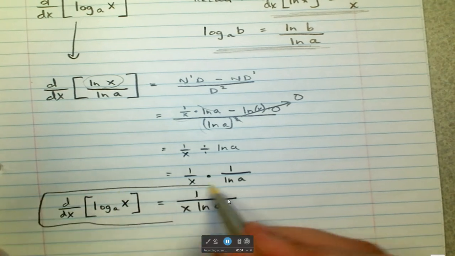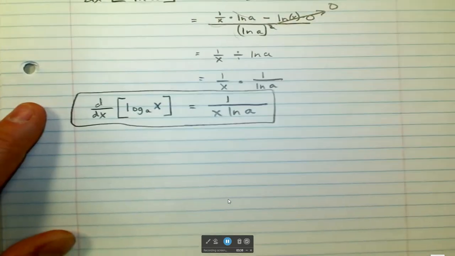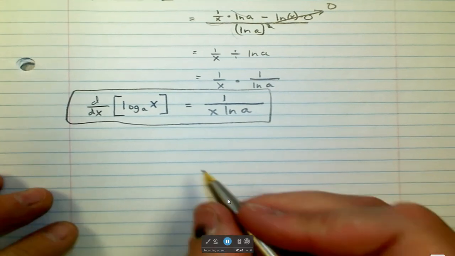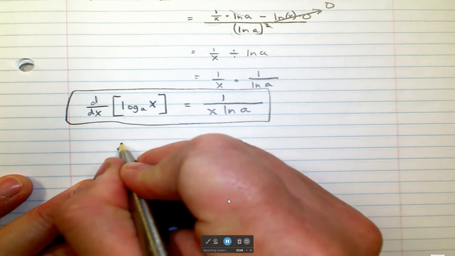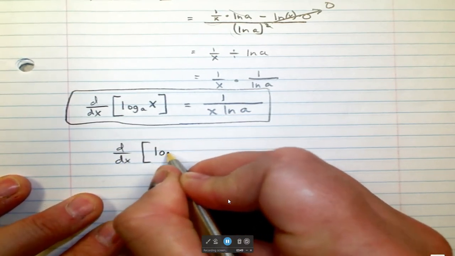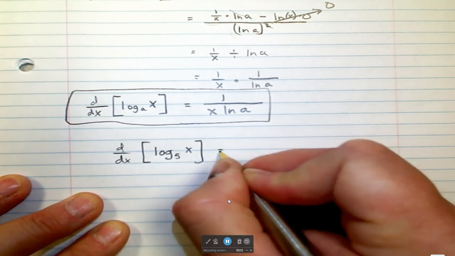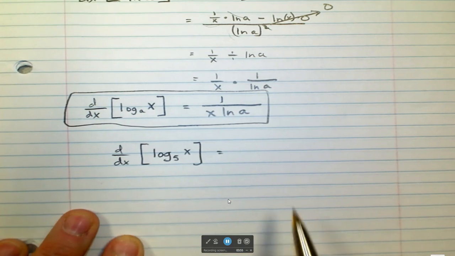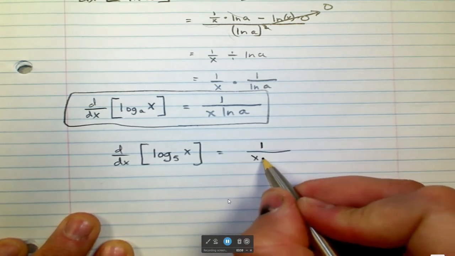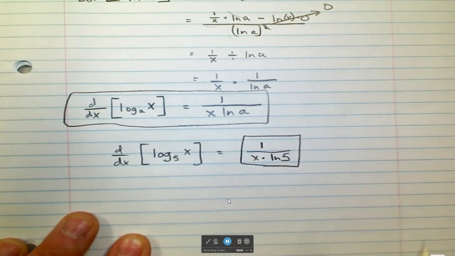So we have a rule for our logarithms. So if we were to take, let's say, a problem where we had the derivative of log 5 of x, plug in our numbers here. What do we get? Our derivative will be 1 over x times natural log of 5. That's it. It's that easy.